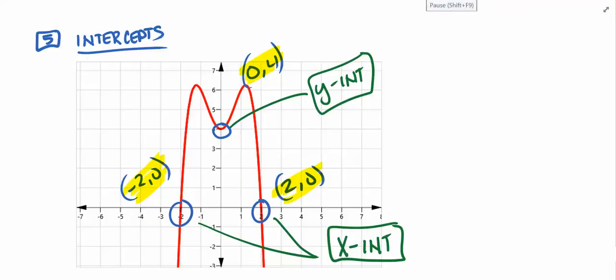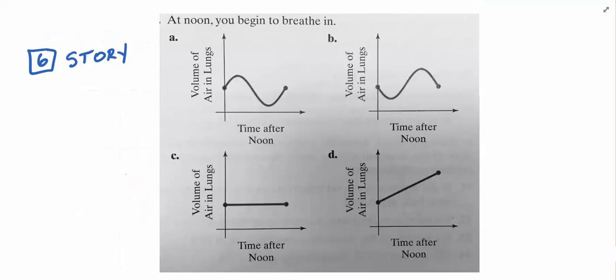So for the last box here, the whole point about graphing is to put information onto a picture and then to get information out of that picture, okay? So right now, here's the situation. It says, at noon, you begin to breathe in. That's all that they tell you, okay? This comes out of the book. I thought this was a very interesting question. And you have 4 graphs in front of you. You have graph A, B, C, and D, all right? Your task right now is to decide which one of these graphs, A, B, C, or D, could depict the scenario of at noon you breathe in.